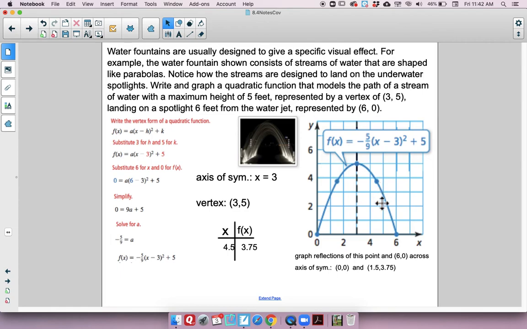I got 3.75, so (4.5, 3.75). This is 1.5 units to the right of the axis of symmetry, which means we can put a point in 1.5 units to the left. Okay.